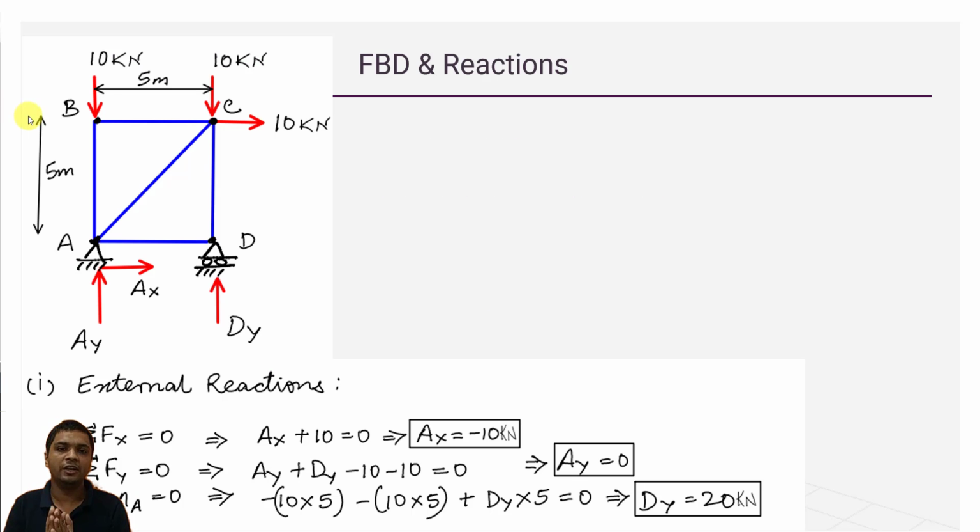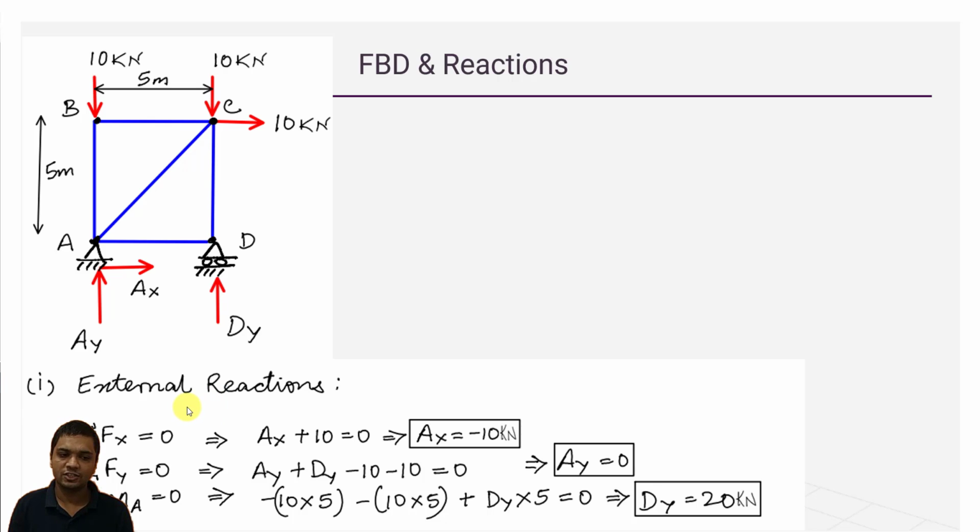So this is a free body diagram which I have made. This is a truss with cross section area 5 meter by 5 meter. These are the forces: 10 kilonewton downward at B point and horizontal 10 kilonewton at C point. At D point we are having a roller support and A point is fixed support. So we'll have two reactions, Ay and Ax, at A point, and at D point we will only have Dy reaction because it's free to move in the x direction.